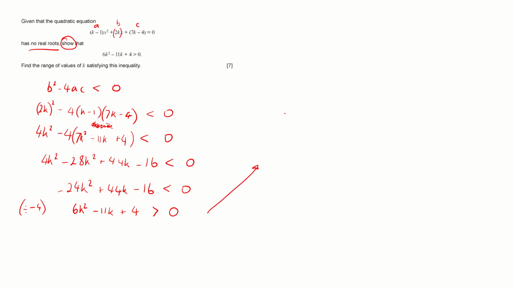So if I want to find the range of values of k satisfying this inequality, it's just solving, but there's a little bit of a difference at the end. So it's 6 times 4 is 24, and I want a pair of numbers that adds together to give me minus 11. Minus 8 and minus 3 works out nicely there. So if I split it, it's 6k squared at the start, plus 4 at the end, split down the middle. I'm going to put minus 3k and minus 8k in those positions. 3k brackets 2k minus 1, minus 4 brackets 2k minus 1 works out nicely.